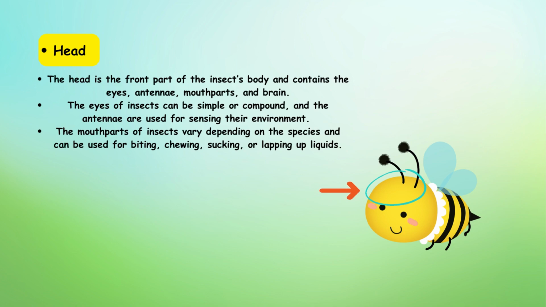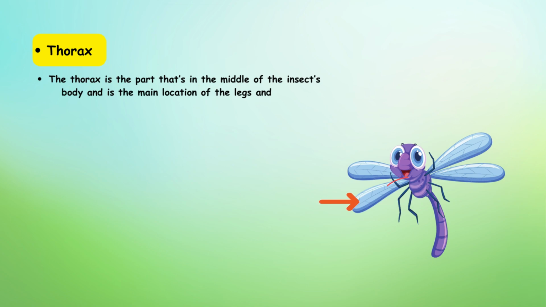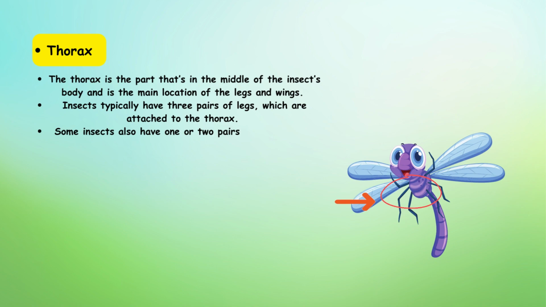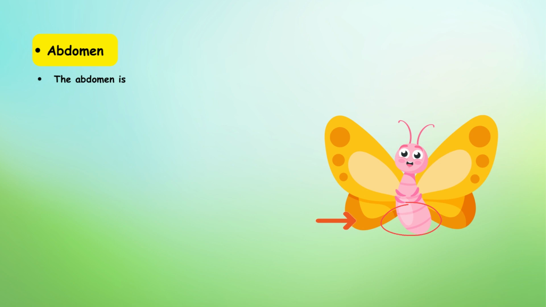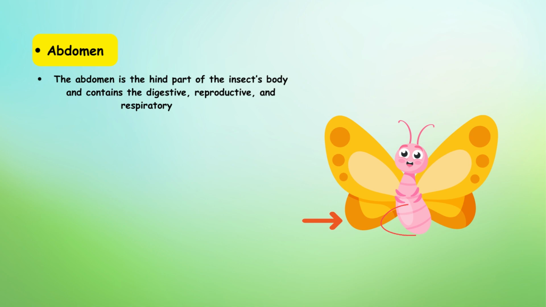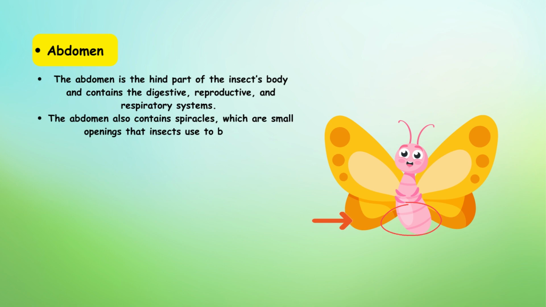Thorax. The thorax is the part in the middle of the insect's body and is the main location of the legs and wings. Insects typically have 3 pairs of legs, which are attached to the thorax. Some insects also have 1 or 2 pairs of wings, which are also attached to the thorax. Abdomen. The abdomen is the hind part of the insect's body and contains the digestive, reproductive, and respiratory systems. The abdomen also contains spiracles, which are small openings that insects use to breathe.